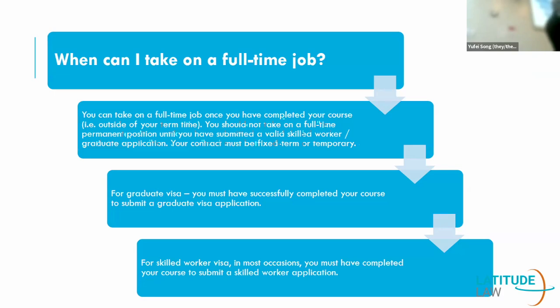Now, for graduate visas, you must have successfully completed your course to submit a graduate visa application. So quite straightforward, exactly what Nancy explained. And for skilled worker visas, on most occasions, you must have completed your course to submit a skilled worker application. There are certain caveats in regards to when it can be done. For example, condition B, where you don't have to have completed your course as long as the CAS date is after the CAS end date. But most of the time, once you have completed your course and you apply for a skilled worker visa, you could start the role.